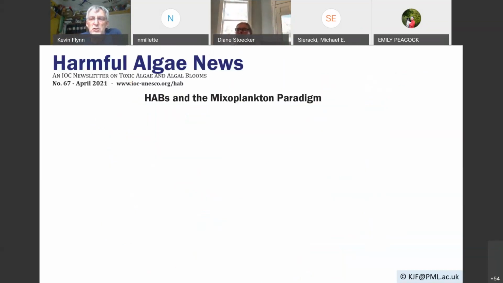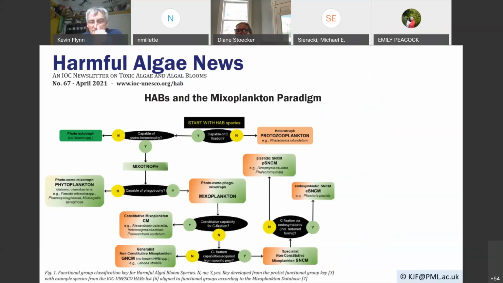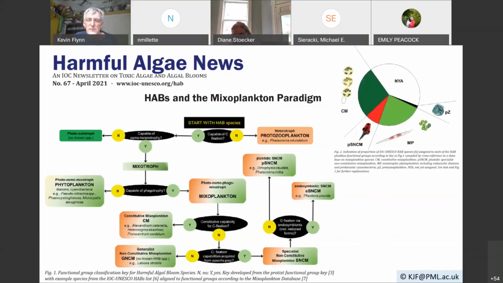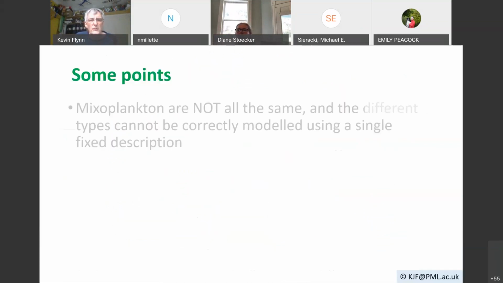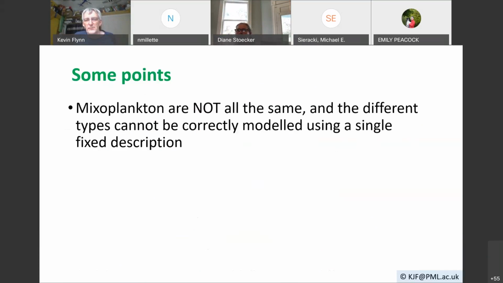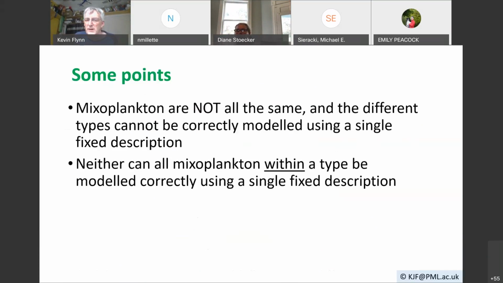We've made a version of that to cater for the harmful algal bloom people, which came out actually this month. So in this one, we've labelled it up with different HAB species. So that might be of interest to some of you as well. Some points from this: mixoplankton are not all the same, and all those different types cannot be correctly modelled using a single fixed description. Neither can all mixoplankton within a type be modelled correctly using a single fixed description, for the reasons that Diane has already mentioned.